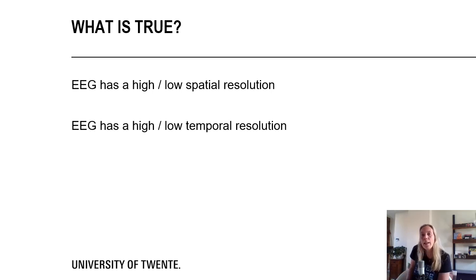Okay, so now I ask you the following question. What is true? EEG has a high spatial resolution or EEG has a low spatial resolution? And does it have a high temporal resolution or a low temporal resolution? Think about this question for a bit.